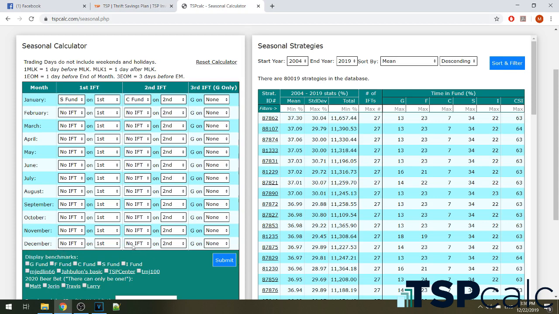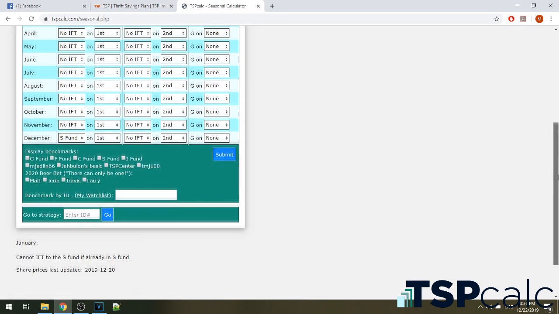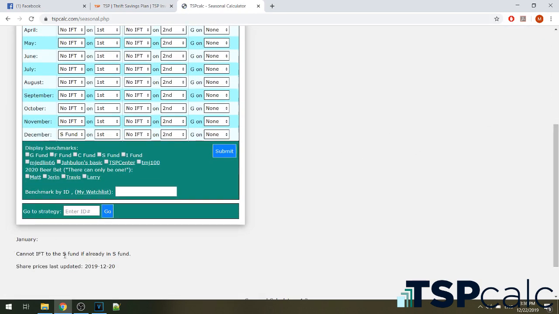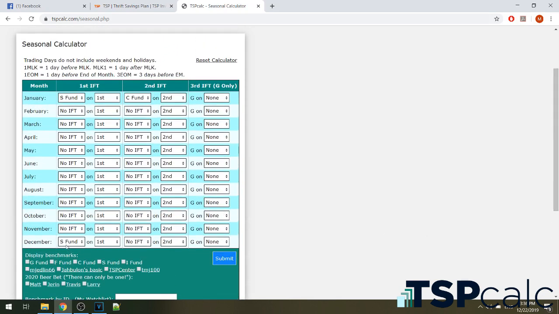In December, let's do a trade to S fund on the first. That's fine. This is going to throw an error, and it's going to say in January you cannot IFT to the S fund because you're already in the S fund. What happened there is we traded to the S fund in December, and we didn't make any trades after that, so on December 31st we were still in the S fund. Since a seasonal strategy is executed the same way every year, the fund that you end December in, which is the S fund in this case, is also the fund that you start January in.